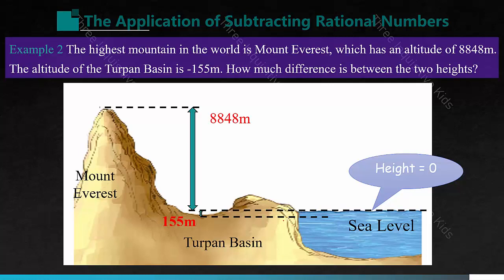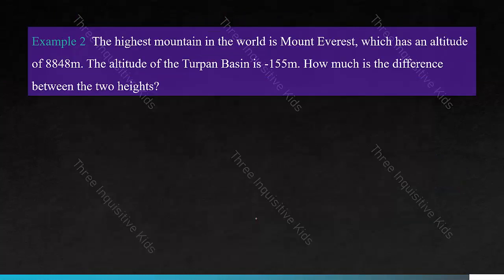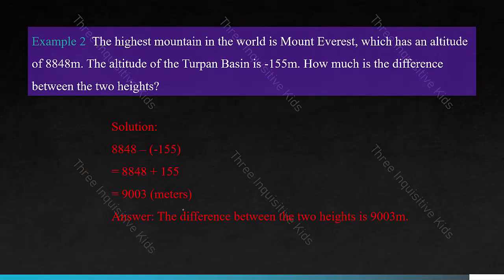We have the highest mountain in the world, which is Mount Everest, and it has an altitude of 8,848 meters. The altitude of the Turpan Basin is negative 155 meters deep. How much difference is between the two heights? So sea level would be considered 0 in height, and Mount Everest is 8,848 meters tall, and the Turpan Basin is 155 meters deep. So in order to find the difference, we will subtract the smaller number from the bigger number. We're going to turn this into addition to get 9,003 meters. So the answer would be the difference between the two heights is 9,003 meters.